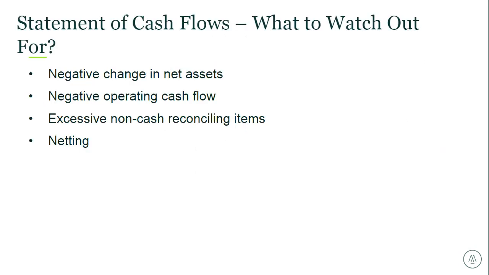And on the statement of cash flows, just what to watch out for is negative change in net assets, which we've already discussed. But I think a trend, not one year, but a trend without subsidies, a trend in negative operating cash flow, again, not one year, not two years, a trend of three to four years of that. Excessive reconciling or netting items that feel like they're burying something, something they're not disclosing, is something to really pay particular attention to.